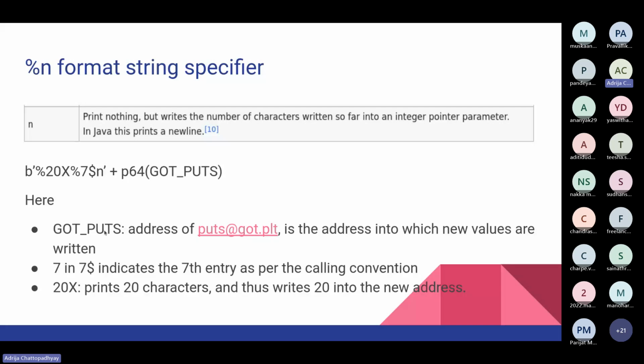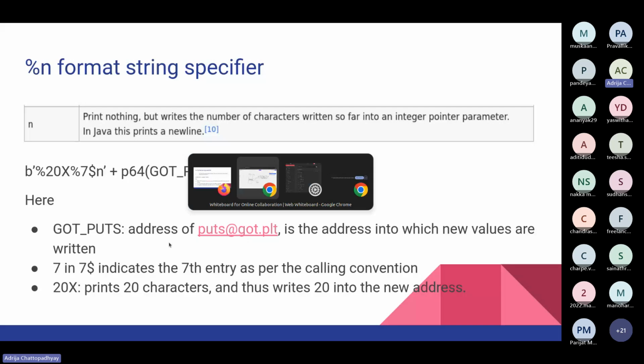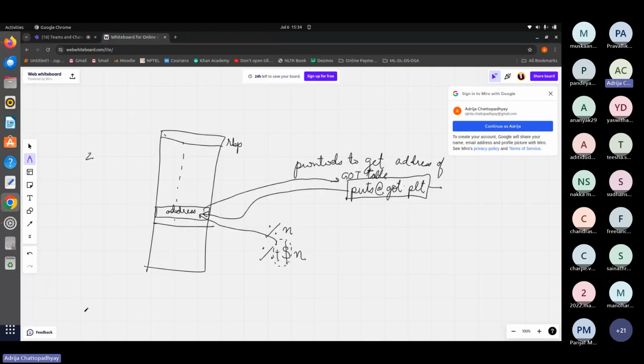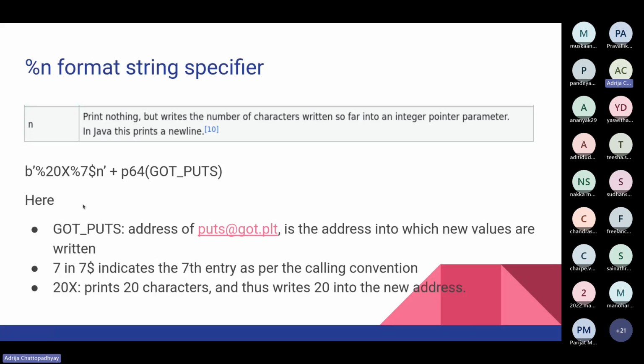So GOT_P puts is the address of puts at GOT.plt, the address into which new values are written. Then the 7 indicates the 7th entry as per the calling convention. We will discuss the calling convention too. And 20x basically prints 20 characters and thus writes 20 into the new address. I'll probably show that in a demonstration also. Basically now we're writing 20 into this address.